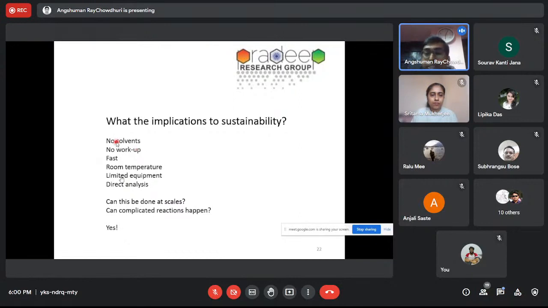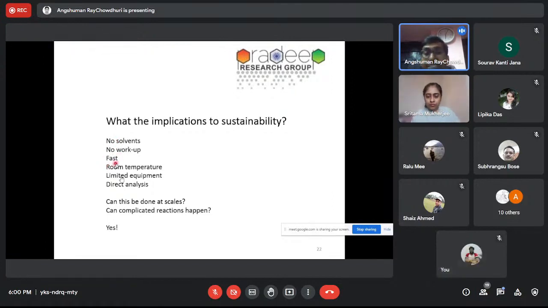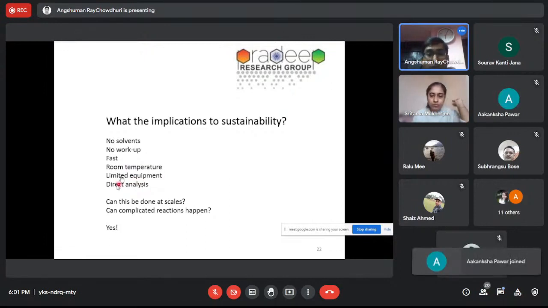Because there are no impurities, no muck will be there, because in the spray only the ions are depositing on the substrate for getting the materials. This process is fast, ultra fast, a million times faster than the usual process. The phenomenon is happening at room temperature, that's why it is an ambient process. Limited equipment is needed, we can easily set up these things at home also. And direct analysis is possible because we spray directly on the TEM grid and go for the analysis.